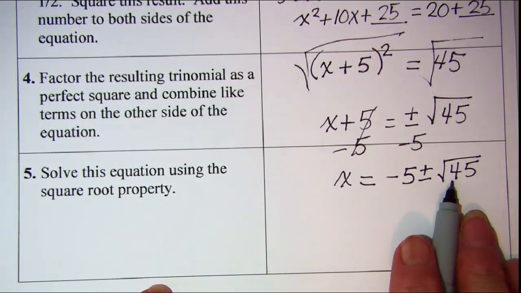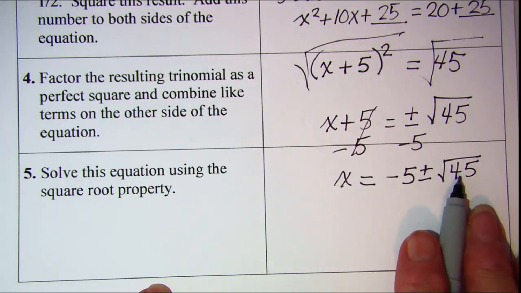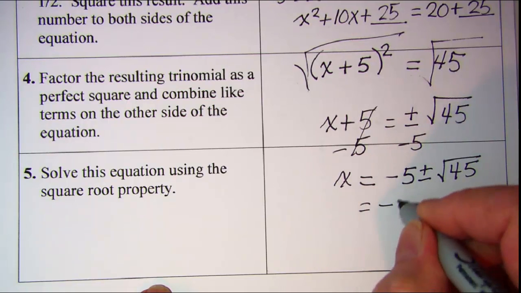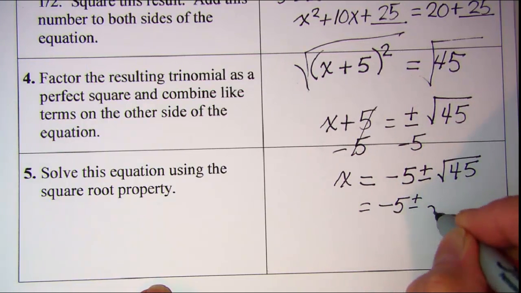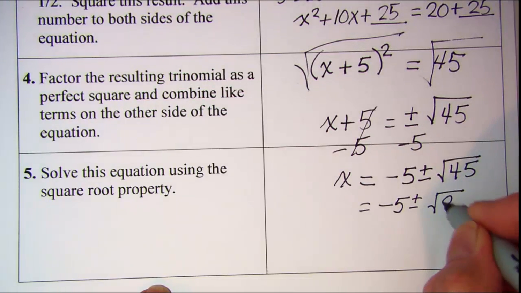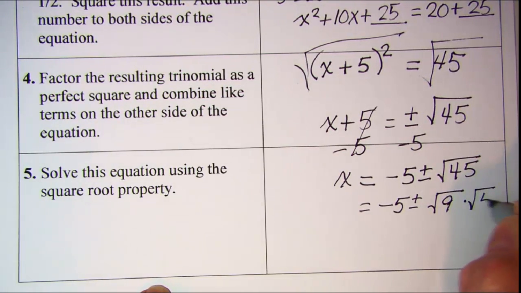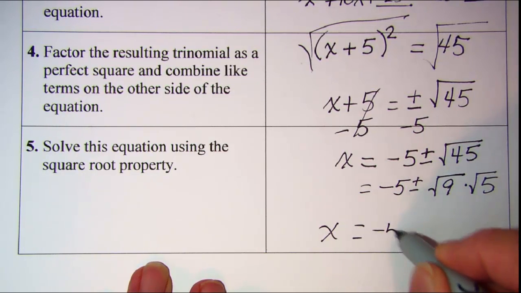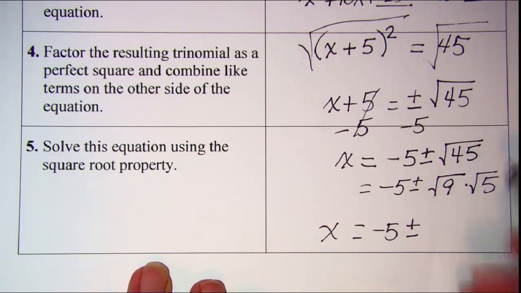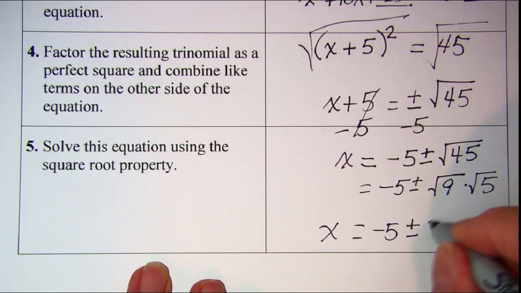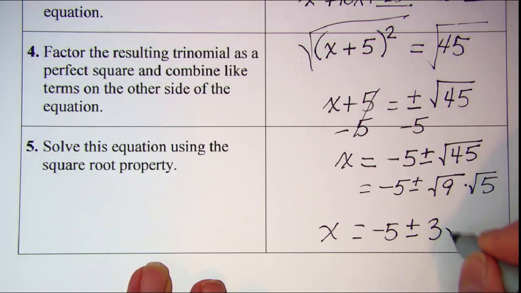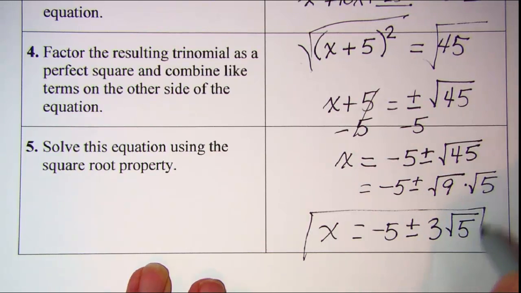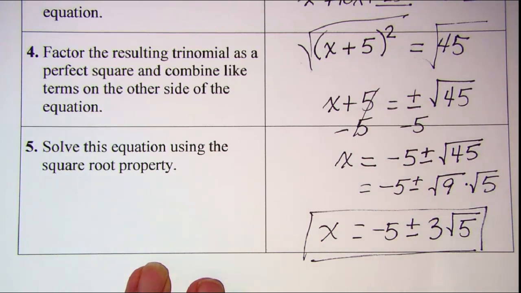45 has a factor of 9 in it. 9 is a perfect square, so I can simplify this. And this is the square root of 9 times the square root of 5. So then x is equal to negative 5 plus or minus square root of 9 is 3, and then square root of 5, I have to leave it as square root of 5. So this is my solution for the quadratic equation.